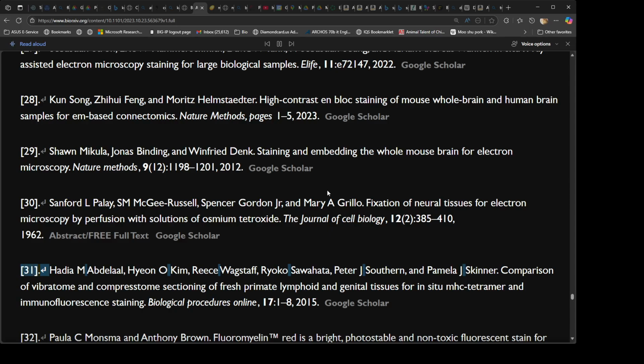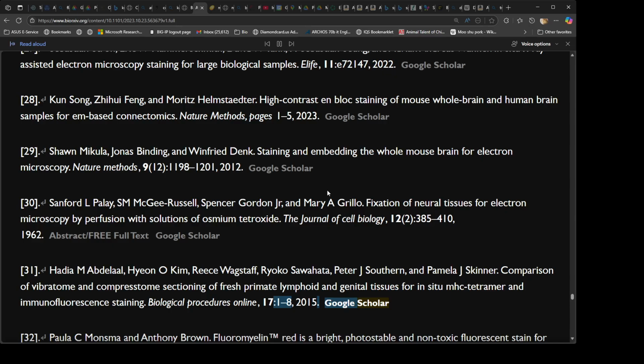31. Hadia M. Abdilal, Hyan O. Kim, Reese Wagstaff, Ryoko Sawahara, Peter J. Southern, and Pamela J. Skinner. Comparison of vibratome and compressed-tome sectioning of fresh primate lymphoid and genital tissues for in situ MHC tetramer and immunofluorescence staining. Biological Procedures Online, 17:1, 8, 2015.